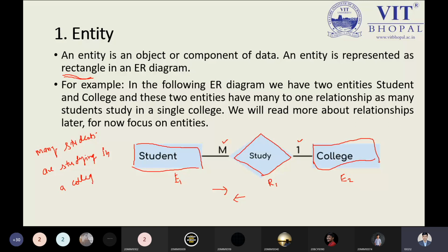If I'm saying right over here, many students are studying in many colleges, so I have to use the M here instead of the 1. So M to 1, that is the point. From which portion you are studying, this statement can be written like that. Okay, can you tell me is this a many to one relationship or a one to many relationship?